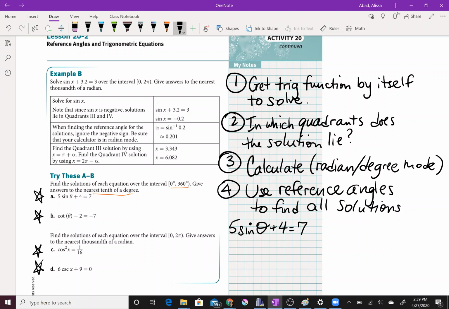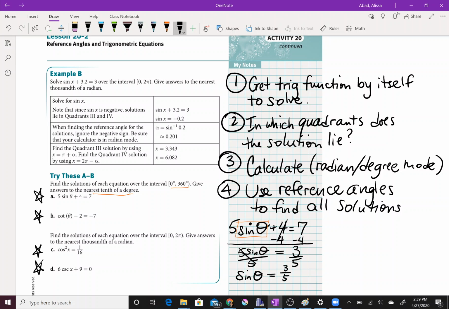So in this case, I'm trying to get sine of theta by itself. So think of it like an algebraic equation. If we're trying to get that by itself, the first step we should do in here is to subtract 4 on both sides. So I have here 5 sine theta is equal to 3. And then I continue to get sine theta by itself, so I need to divide by 5 on both sides. So I should end up with sine of theta equals 3 over 5.